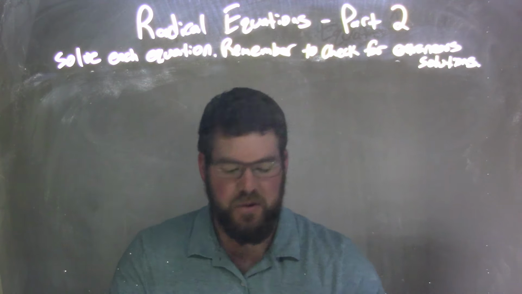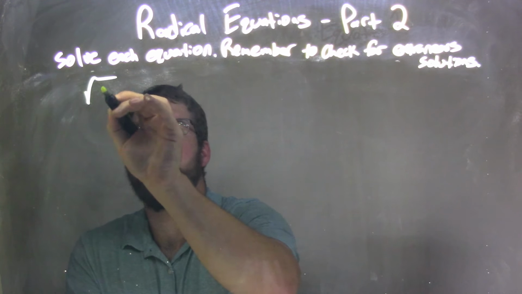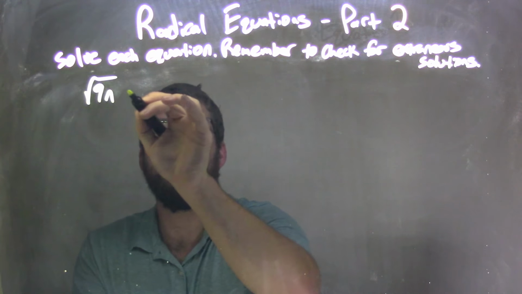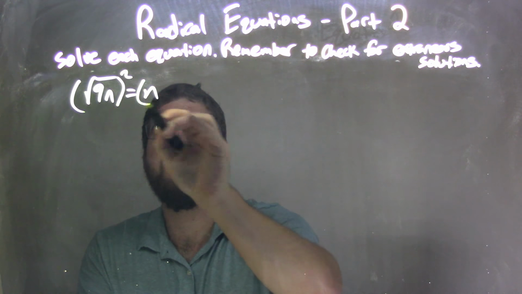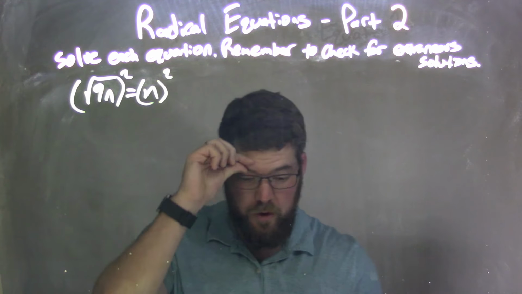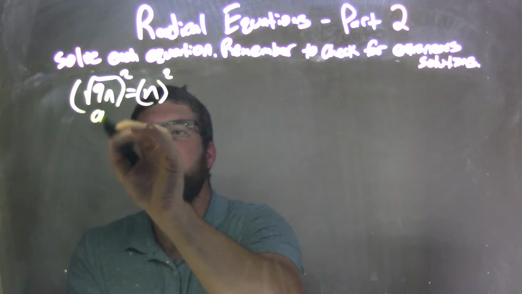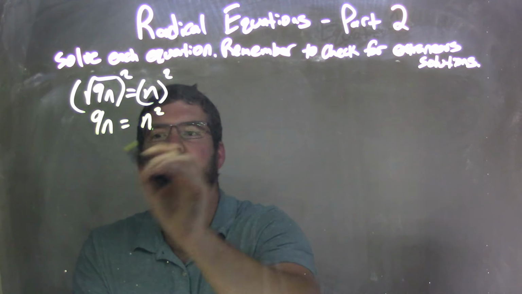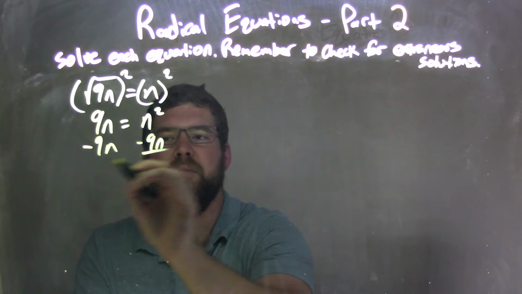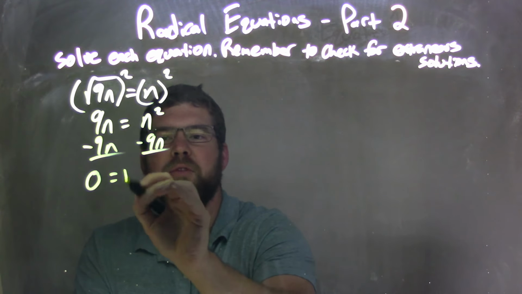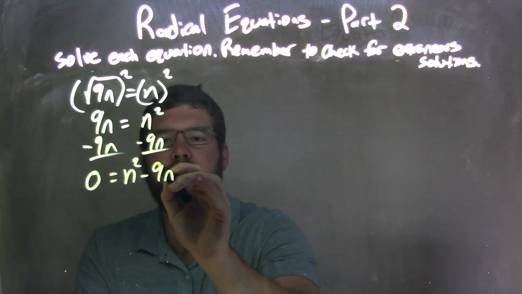So if I was given this equation, square root of 9n equals n. First step, square both sides. Okay, I square both sides here, and I'm left with 9n equals n squared. Let's bring the 9n over and subtract 9n from both sides. So that's 0 equals n squared minus 9n.